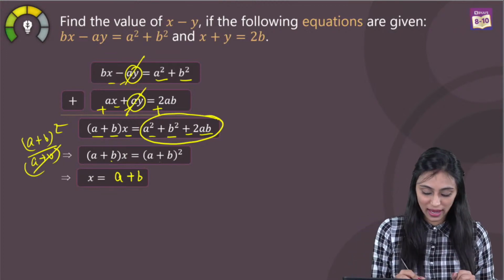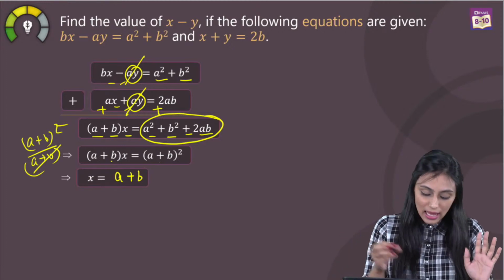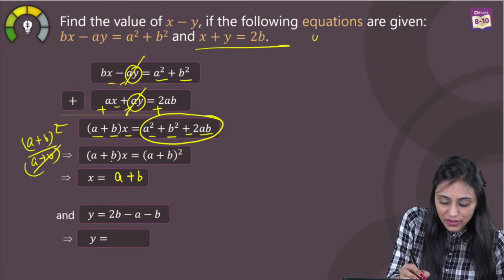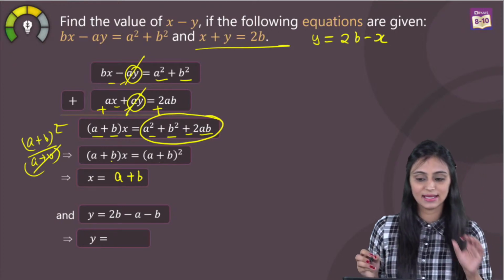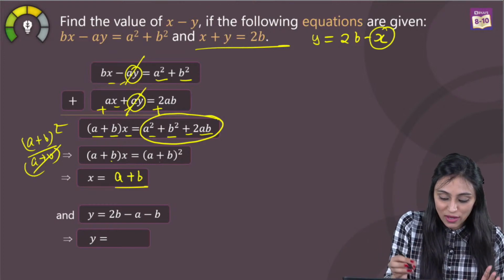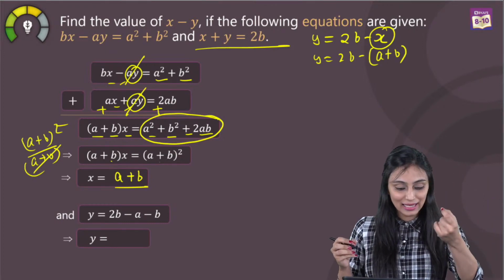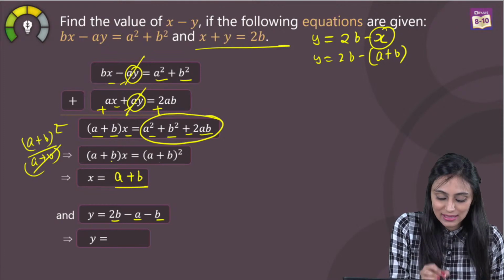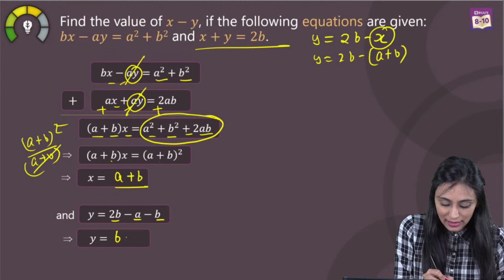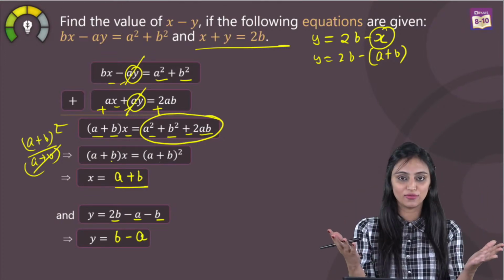But now I need the value of y as well. So what I'll do here is I can use any of the equations to get the value of y. Let's suppose that here I'm using this equation. So what do we have here? We have y equals 2b minus x. And here x is nothing but a plus b. So if I put here 2b minus (a plus b), once I open the bracket, the signs will change. I'll have 2b minus a minus b. So what is 2b minus b? That's going to be b, and minus a, so b minus a. This is the value of y.